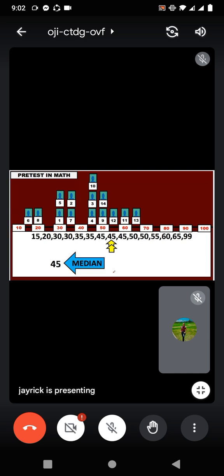45 is the median. Again, what was our median value earlier? Yung median value natin kanina, 45. Wala pang na-add na 99. What's the median value? 45, sir. Okay, very good. 45 pa rin. Okay, let's have this one.